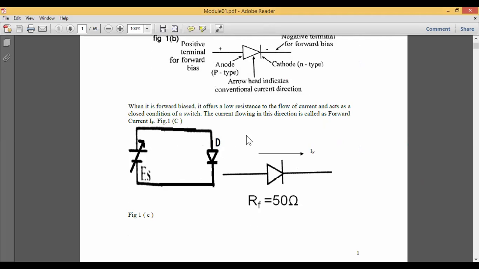When it is forward biased, the resistance offered by the circuit, or by the flow of charge, will be very low. Because of the low resistance, the flow of current will be high, because Ohm's law states that I is equal to V by R. If the resistance is very low, the flow of current will be very large, which is sufficient for the circuit. So the resistance will short circuit.